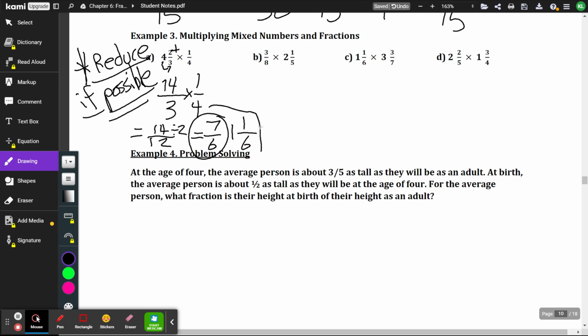Okay. Now I have 3/8 times 2 and 1/5. I need to convert to an improper fraction, so I'm going to keep this one the same. 3/8 times 2 times 5 is 10 plus 1, 11 over 5. And now I have 3 times 11 is going to equal 33. 8 times 5, 40.